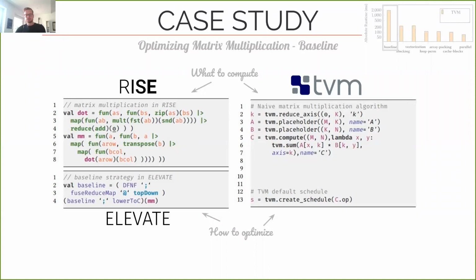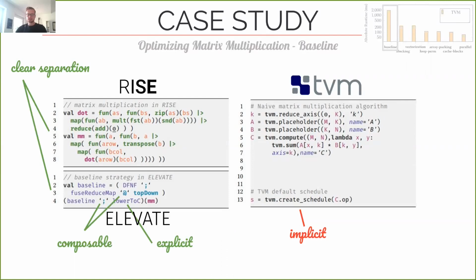And here we can already see that we have a clear separation between the computation and the optimization. More crucially, TVM's default strategy implicitly describes some way of lowering the program to executable code, and we don't really know how this is performed. With our approach, we aim to completely avoid implicit behavior and describe every transformation explicitly. So here we're simply saying that the dot product should be computed using a single statement by fusing the map and the reduce pattern, similar to how TVM computes the dot product.